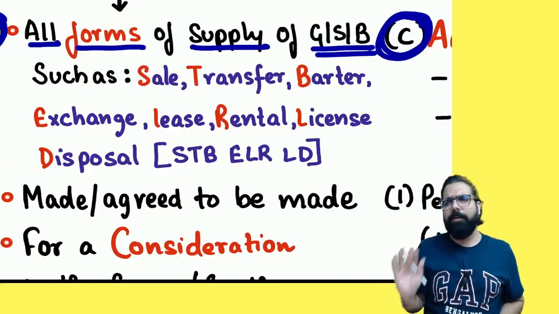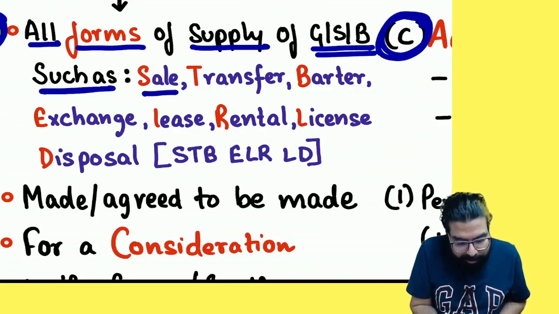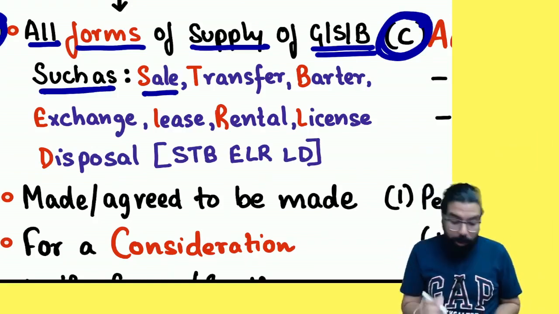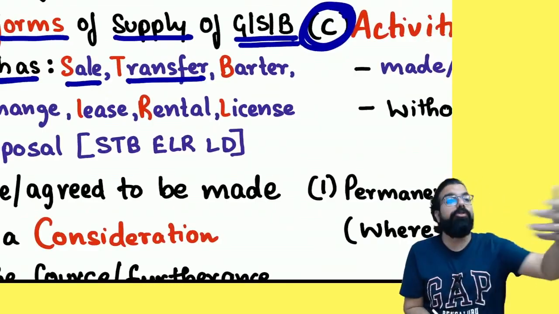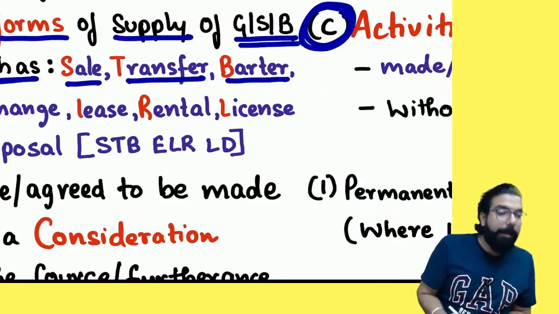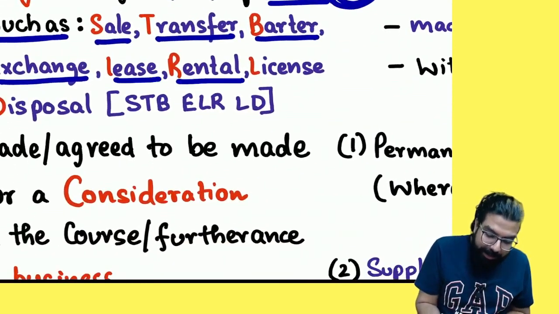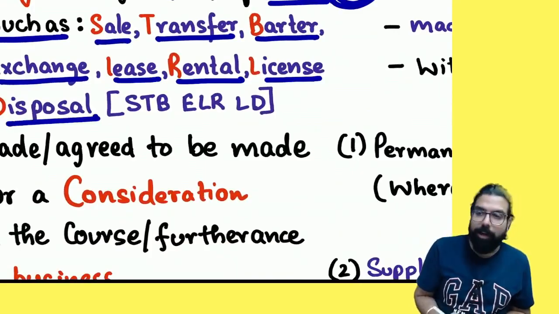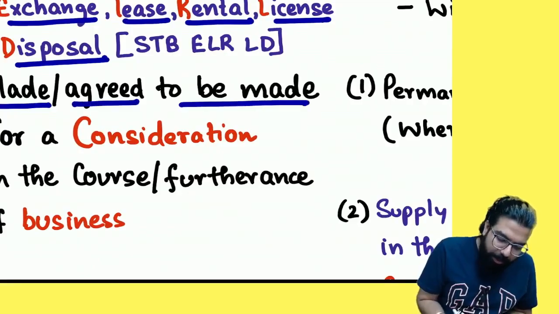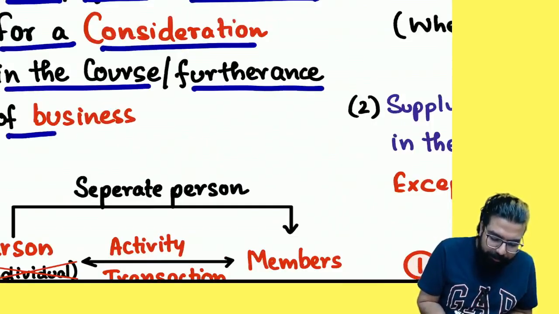All forms of supply. Whether you call it sale, sir, I sold. Is it included in supply? Yes. Whether you call it, sir, I just transferred. Whether it is included in supply? Yes. Whether you call it barter, whether you call it exchange, lease, rental, license, disposal, whether it is made or agreed to be made for a consideration, and it should be in the course or furtherance of business.